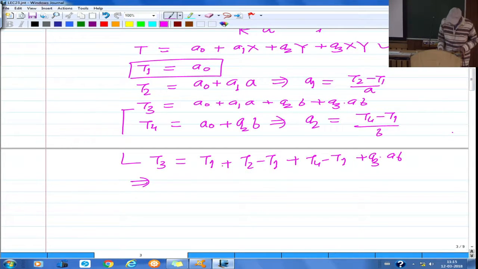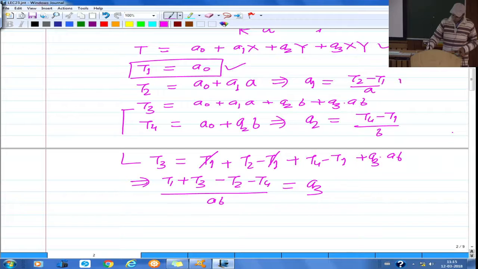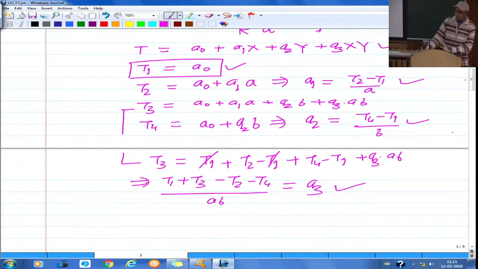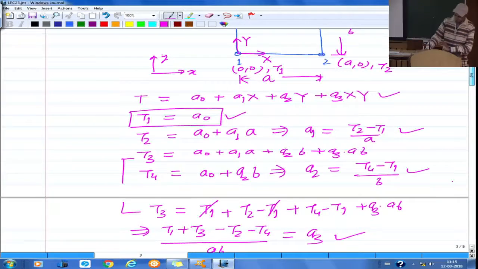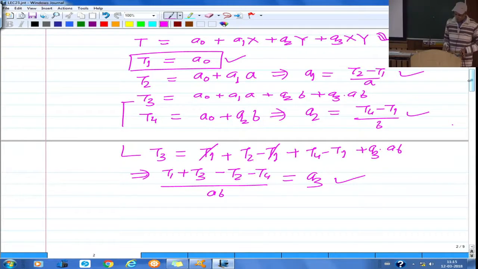So you will find this T1 and this T1 gets cancelled, so you can write this as T1 this side. So you have T1 plus T3 minus T4, T2 minus T4, divided by A into B, is equal to your A3. So these are all constants: A0 here, A1 here, A2 here and A3 here. Now if you put this back into the approximate solution, you can identify your shape functions. So that step is straightforward.